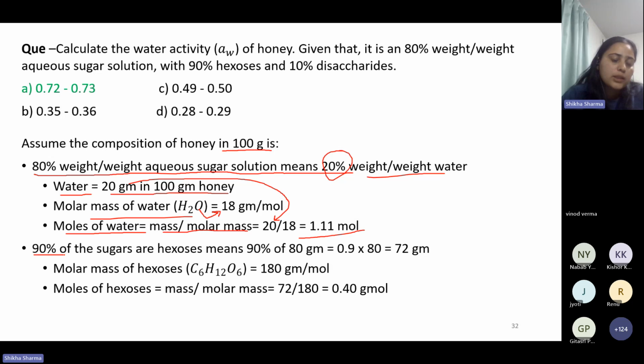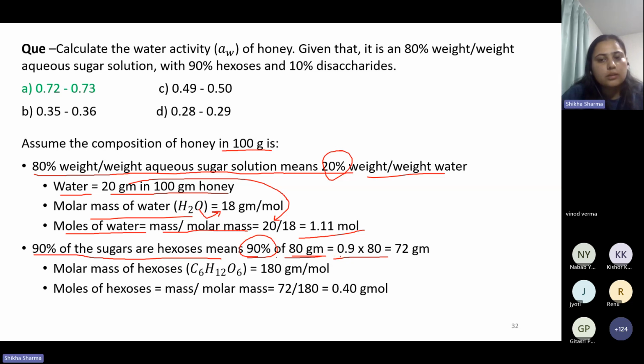Now about the hexose, it is saying that 90% of the sugars are hexose, which means 90% of the 80 grams, as 80% of the honey is sugar, weight by weight. So if we do 80% of 100 grams of the honey, it is 80 grams. So of the 80 grams, the hexose are 90%.